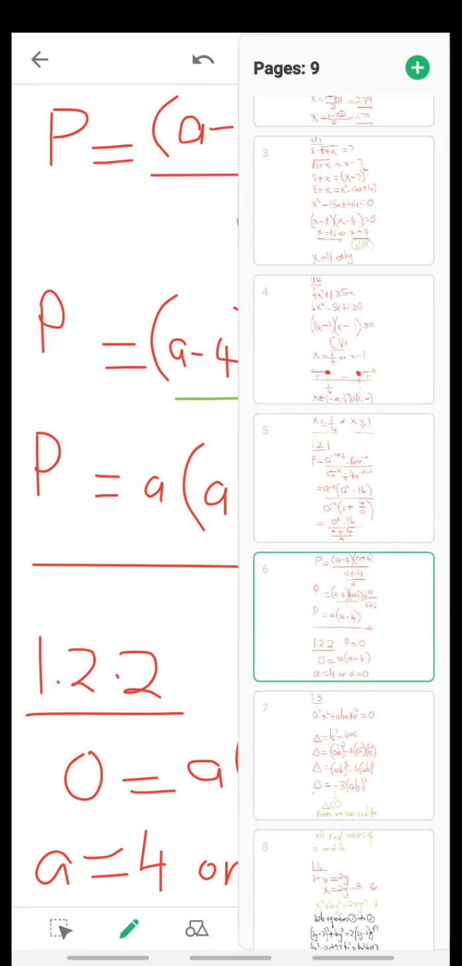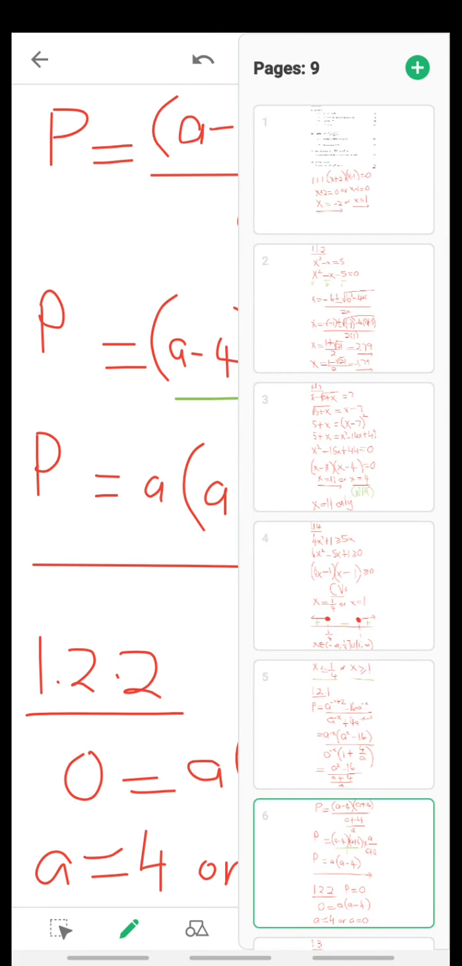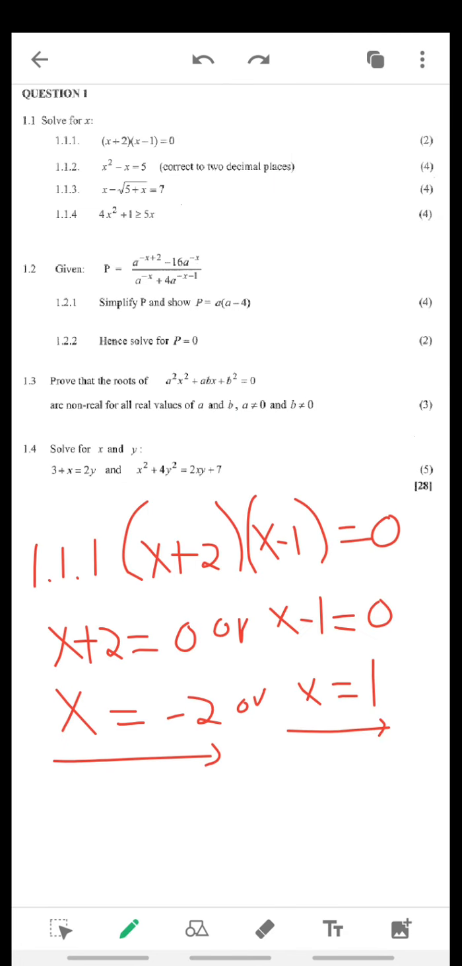Having said that, we are now doing 1.3. They want you to prove that the roots of this equation are non-real. Remember, for non-real roots, that is when your delta, your discriminant, will be negative. So if the discriminant is negative, then it means the roots of the equation will be non-real, where a and b cannot be equal to 0.